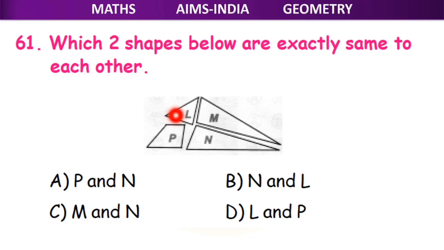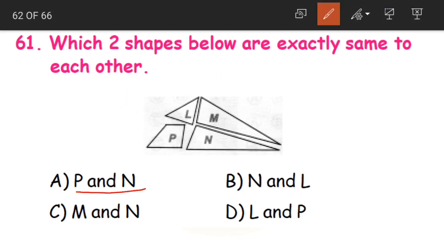Coming to question 61. Which two shapes below are exactly same to each other? So are they P and N? If we compare the figures P and N, are they exactly the same? No, it is wrong. Next, N and L. N and L. Are these two shapes exactly the same? No. So again B is wrong.